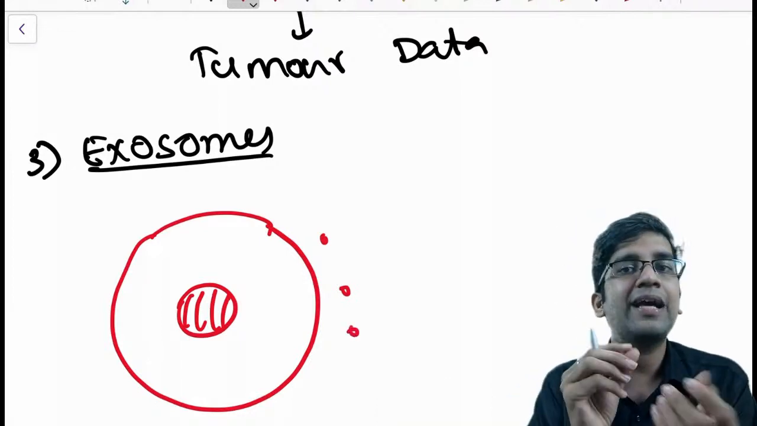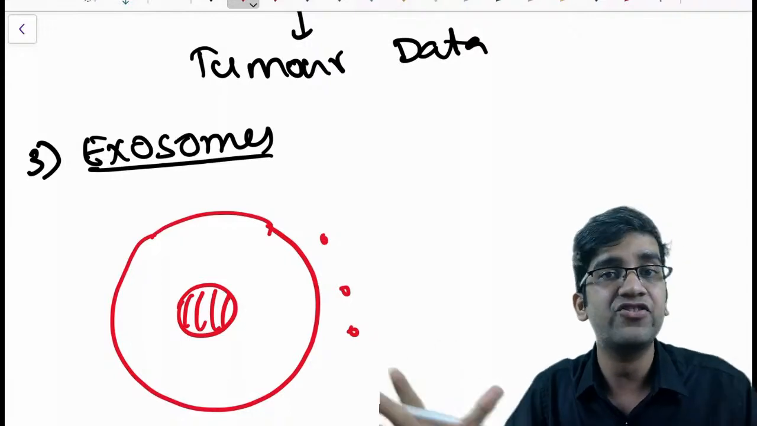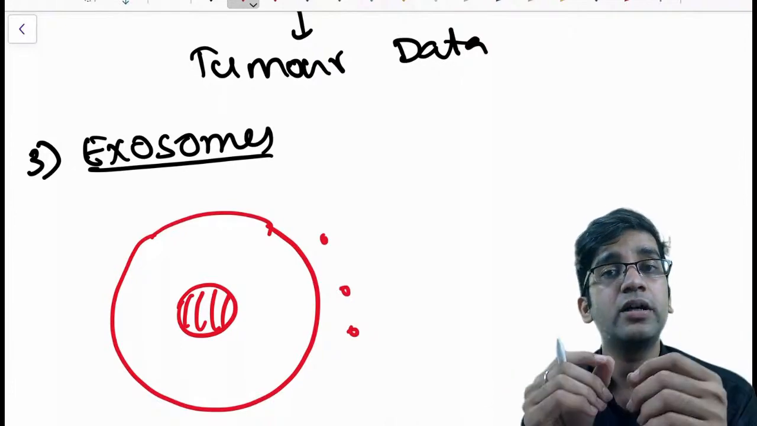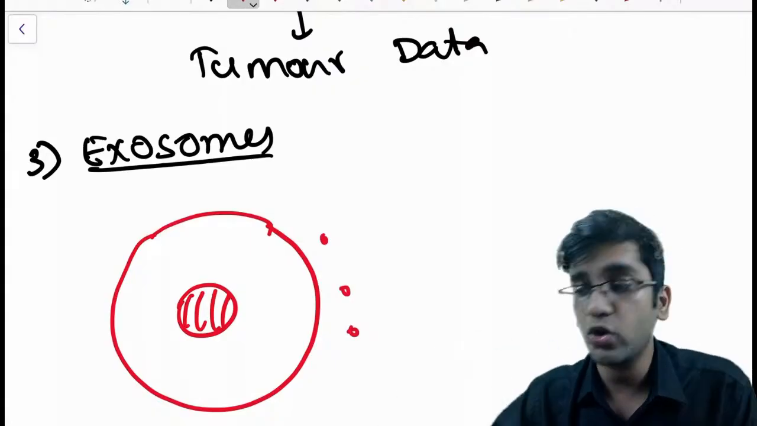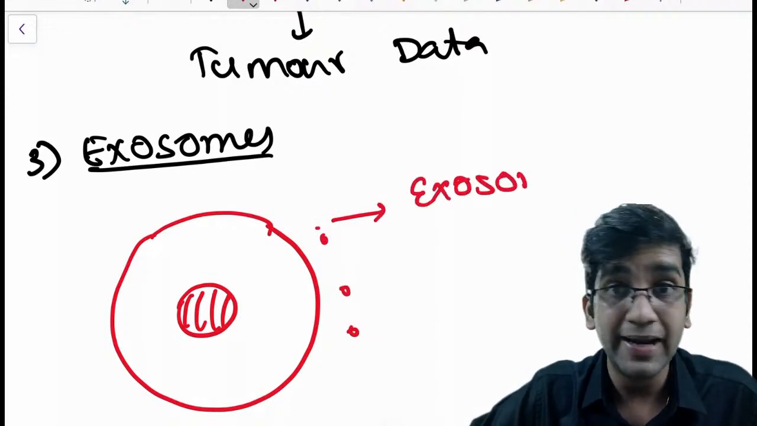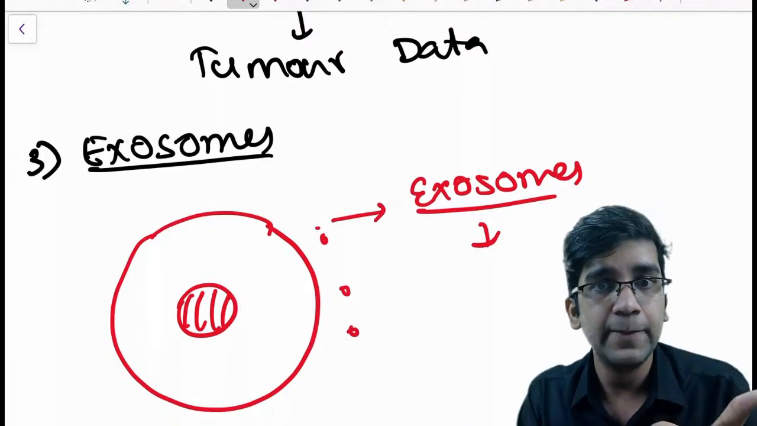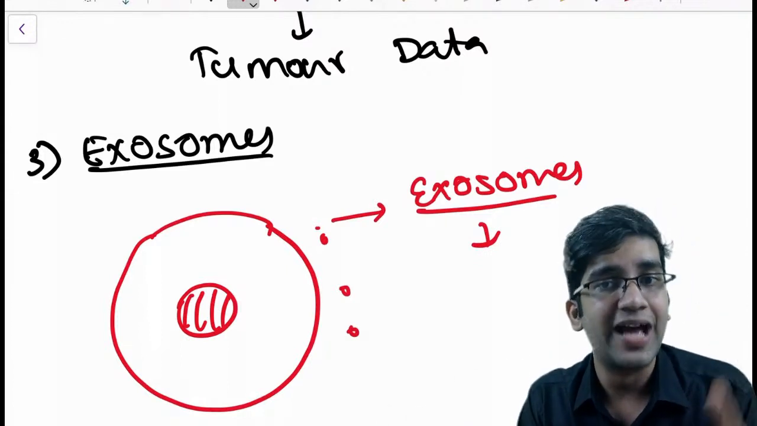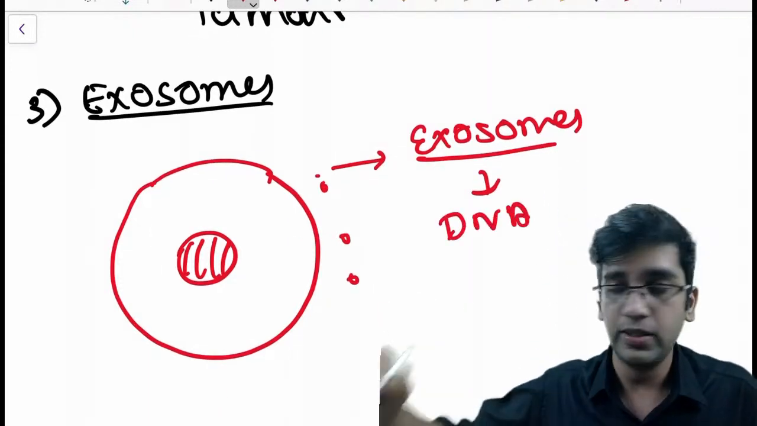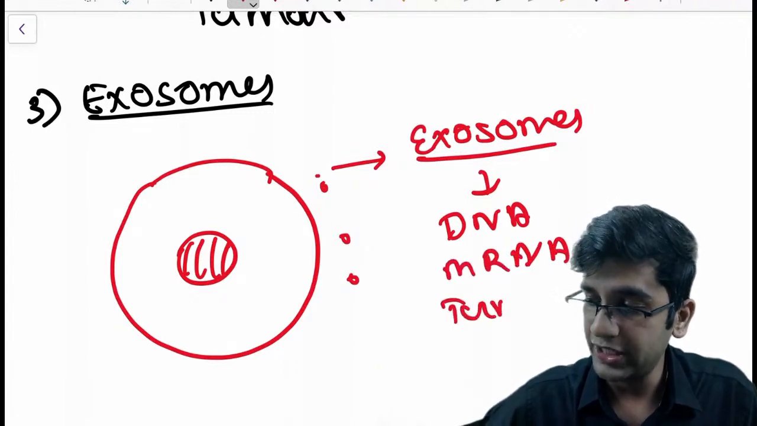Because during cell division, I can have tiny fragments coming outside. And tumor cells more so, because tumor cells divide at a very, very rapid pace. So I'm going to have more cells which are going to divide, and I'll have more of these exosomes coming outside. These are called exosomes. They are microvesicles. So what do these exosomes contain? They contain DNA, mRNA, and tumor antigens as well. These exosomes contain the DNA of the parent cell, the mRNA of the parent cell, and also tumor antigens.